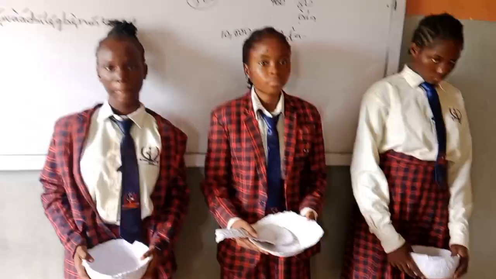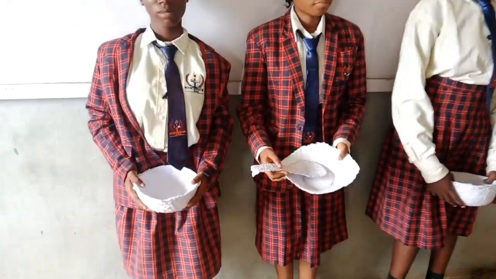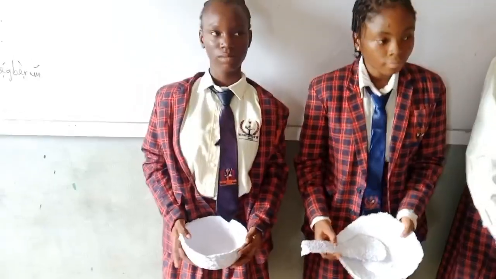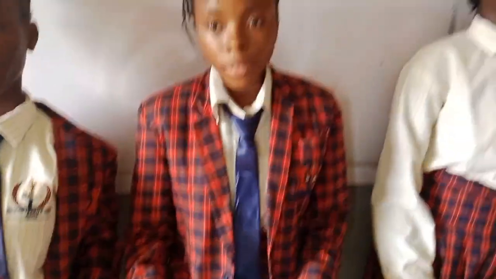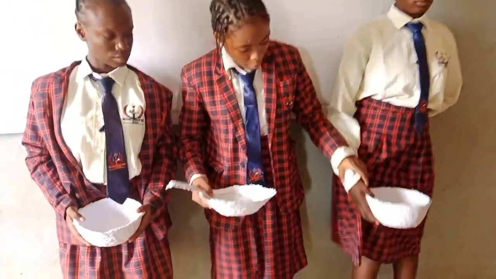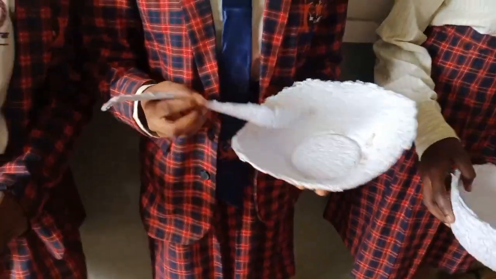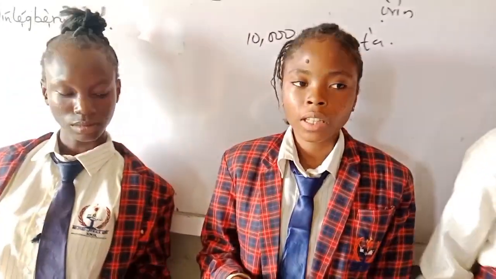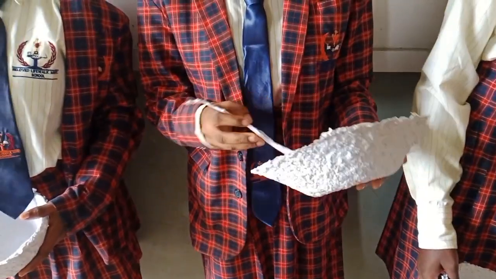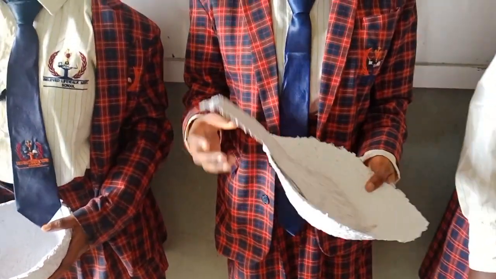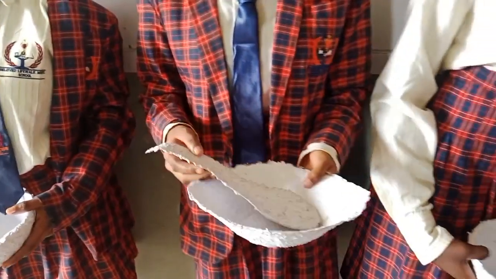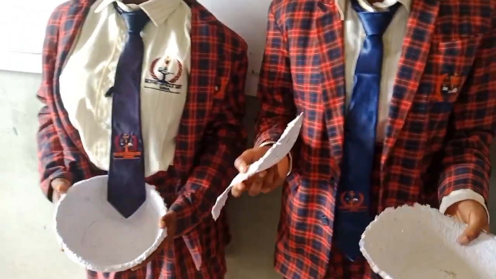Here is the paper mache group, and they would like to tell us how they came about each of their materials. Good afternoon, we are the paper mache team and these are the projects that we made. First of all, we have the spoon. According to the algorithm, we make it by tearing all the papers, then adding starch, then molding it. So this is the spoon that we made.